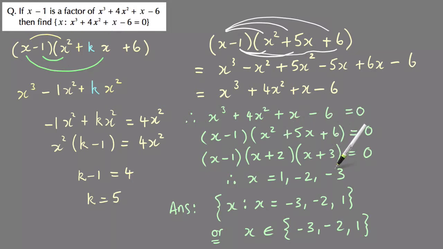And then putting your answer in set notation, the answer is the set of x such that x is equal to minus 3, comma minus 2, 1, or x is an element of these three numbers. So that's a really short way of finding the factors of a cubic rather than doing long division.